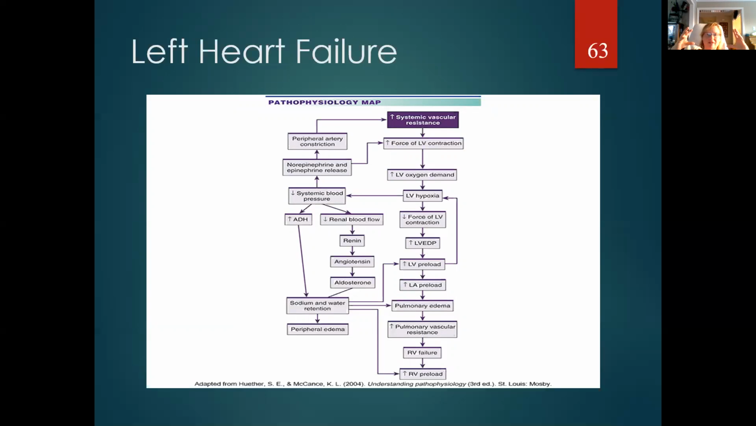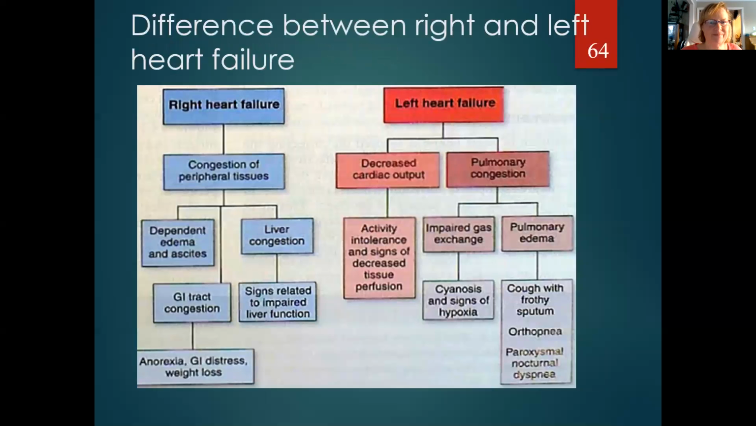So all in all, this is a cascade, and just take your time working your way through that, but it is a cascade of events that leads to very significant cardiac pathology. And let's just talk about them now a little bit in terms of what we see in left heart failure and right heart failure. So right heart failure, you're going to be thinking peripheral signs. So it's that congestion of blood flow to peripheral tissues.